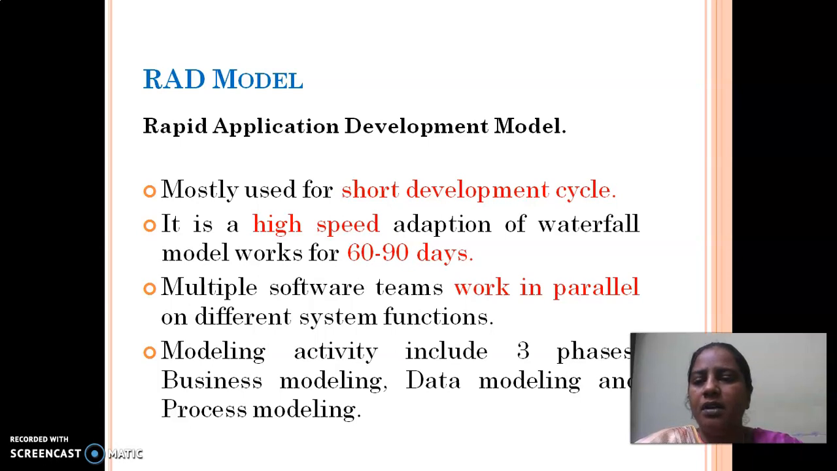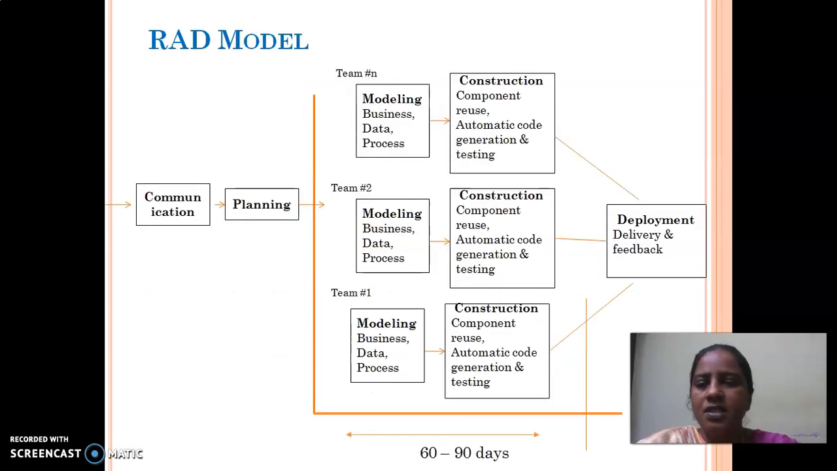RAD model. Rapid Application Development Model. It is mostly used for short development cycles. It is a high-speed adaptation of waterfall model that works for 60 to 90 days. Multiple software teams work in parallel on different system functions. Modeling activity includes three phases: business modeling, data modeling, and process modeling. So this is the flow of RAD model.